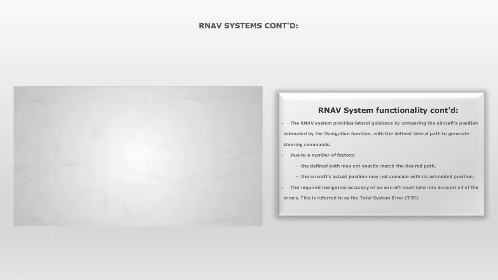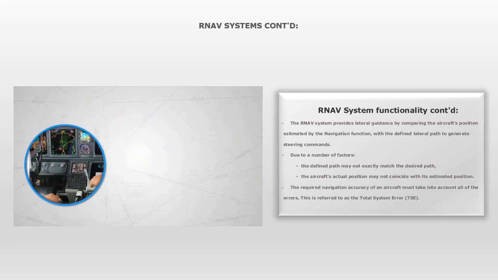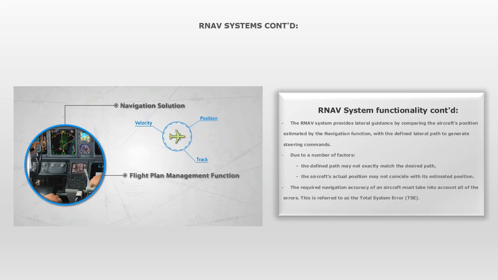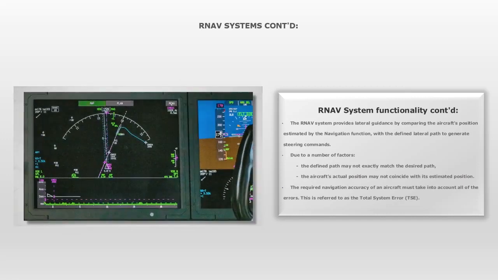Earlier in this topic, you learnt that the onboard navigation computer integrates various pieces of information to provide, amongst other things, a navigation solution and a flight plan management function. The computer estimates the aircraft position, calculates the velocity, the track, and so on, and provides this information to the flight crew on the avionic displays.